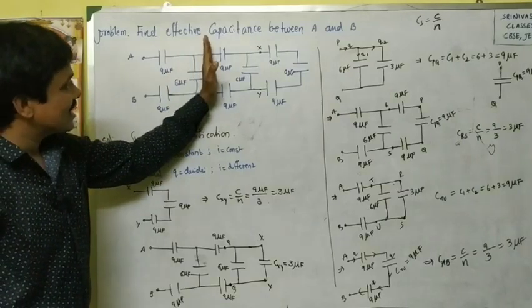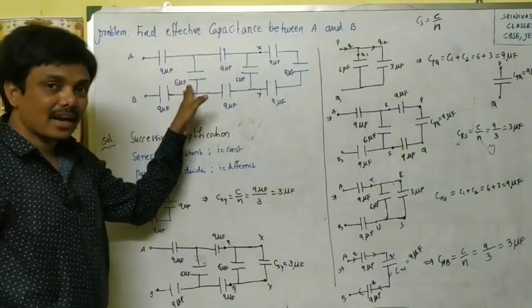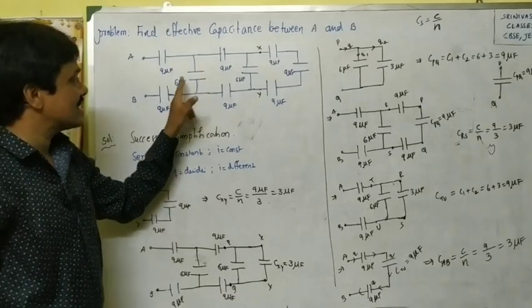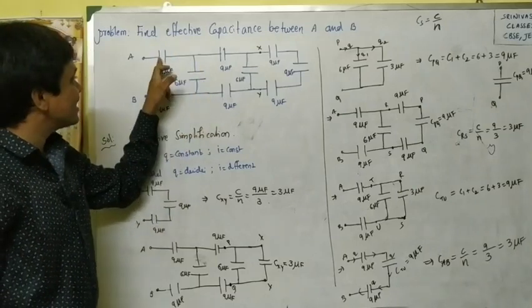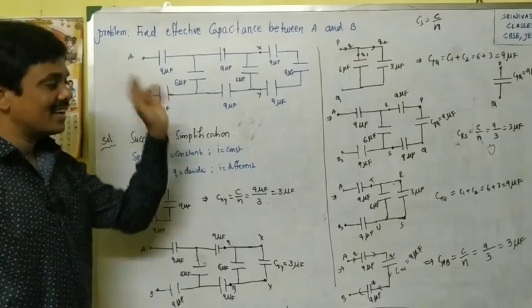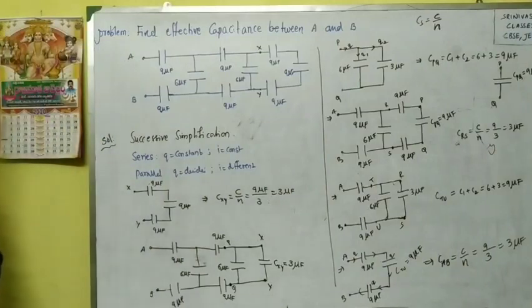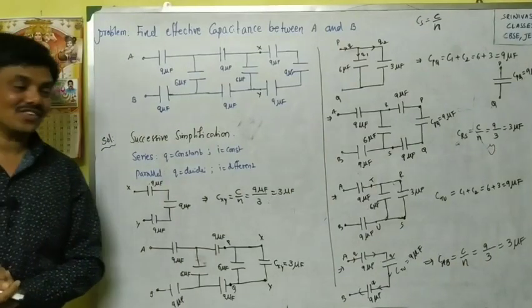Here we will get that 3 and 6. Again they are in parallel. Their effective capacitance is 9 microfarad. Here 9 we will get. This 9, 9, 9 combination is series. Then effective capacitance is C by n, 9 by 3. That is 3 microfarad. Right? And now this is our solution.